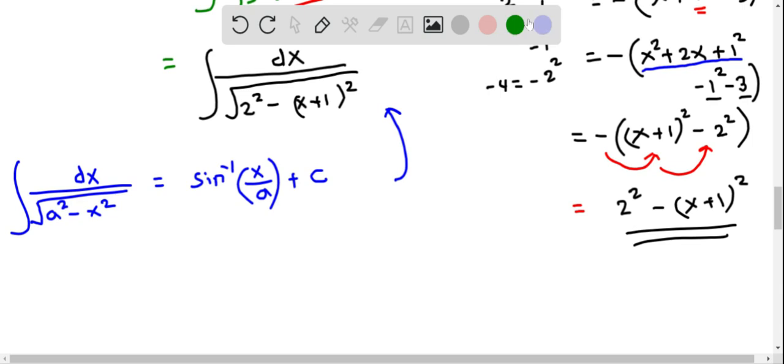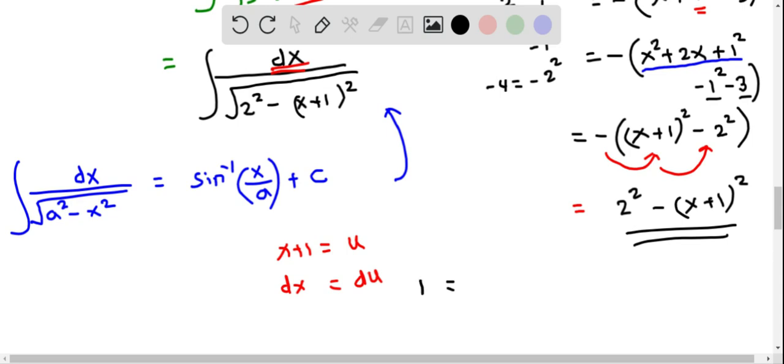So I can do the substitution x plus 1 equal to t. So let me put this x plus 1 equal to u. Now I take differentials on both sides. So this becomes dx equal to du, which means I can replace this dx as du.